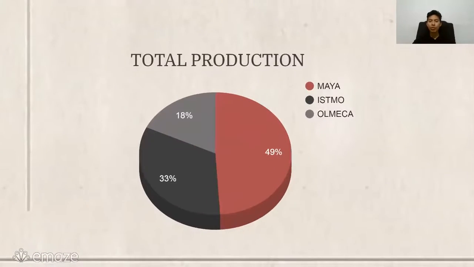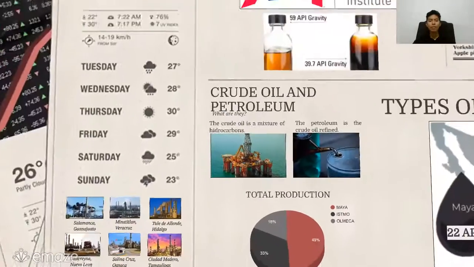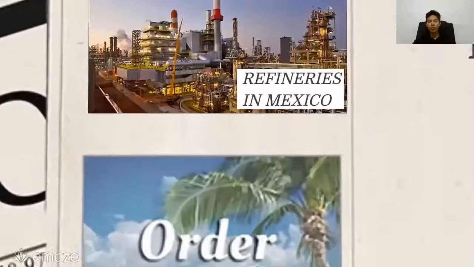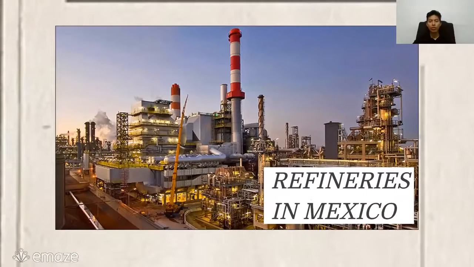The Maya petroleum represents almost half of the total production. The principal marketer is the Puerto de Dos Bocas in Paraíso, Tabasco. The Istmo petroleum represents almost a third part of the total production, while Olmeca is almost a fifth part of the total production. An important portion of the petroleum comes from Campeche in the Gulf of Mexico, but other centers of extraction are in Chiapas, Tabasco, and Veracruz.